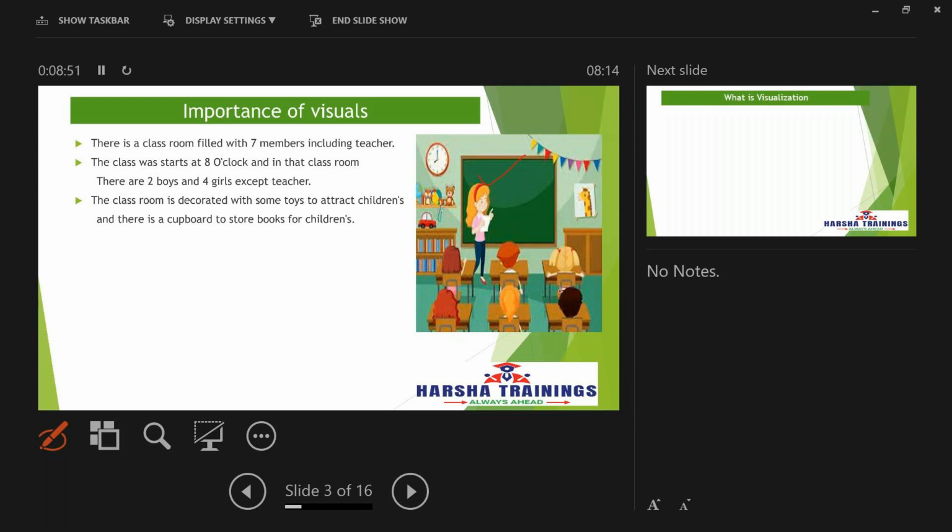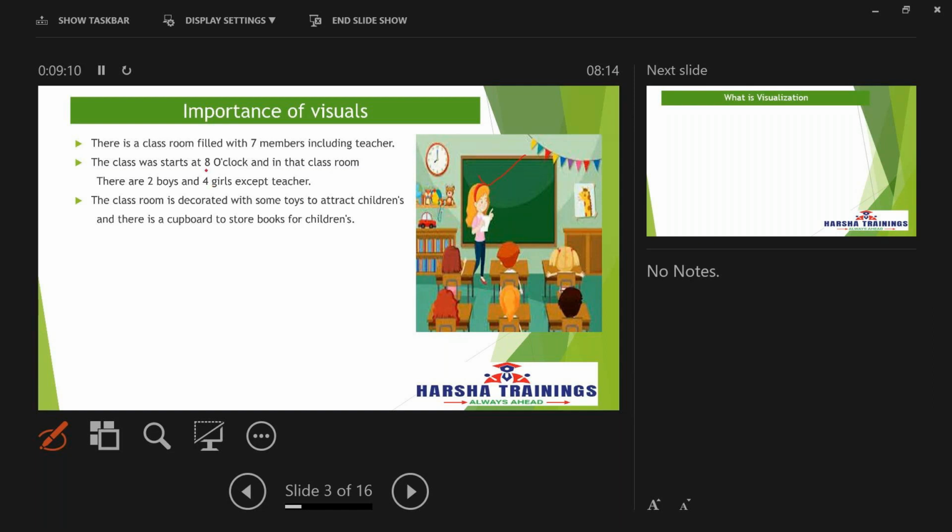Now here, if you observe, we have 1, 2, 3... 6 members. In these 6 members, 4 girls are there and 2 boys are there. How can I guess? I'm unable to see their faces, right? But how is it possible? With the help of the haircut. It means with the help of visualization.